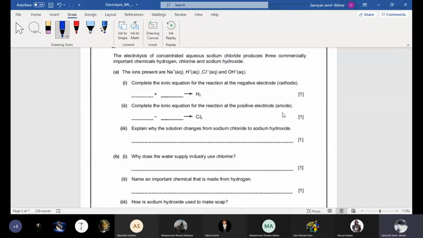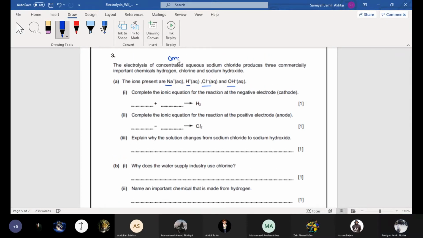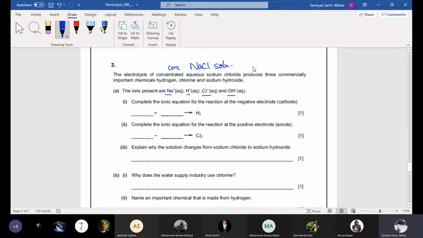Next question. The electrolysis of concentrated aqueous sodium chloride produces 3 commercially important chemicals. The ions present are Na+, H+, Cl-, and OH-. So it's concentrated sodium chloride solution. And what is the other name of this solution? Brine solution. It's also known as brine solution, so it can come with the name of brine also.